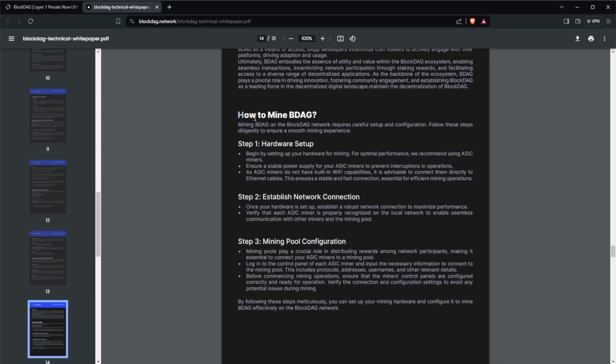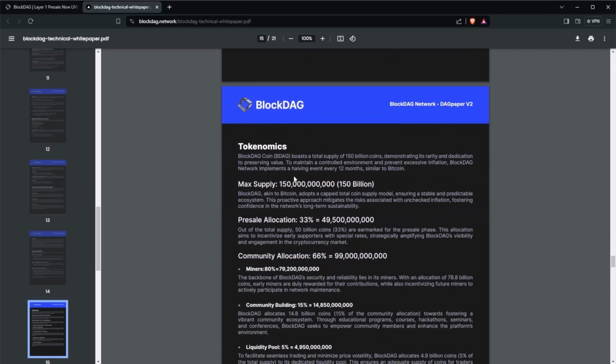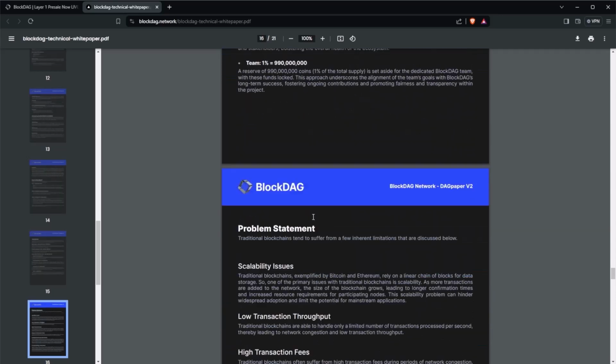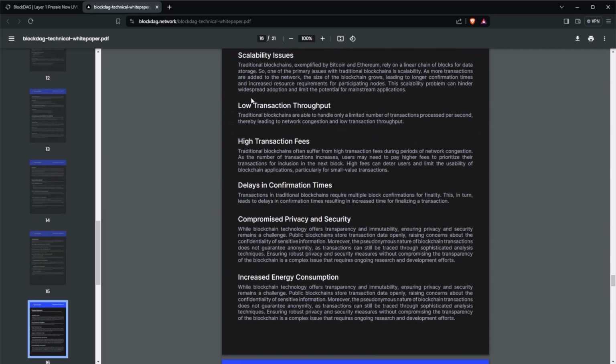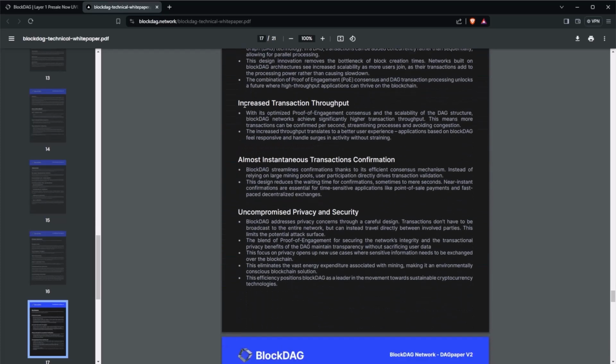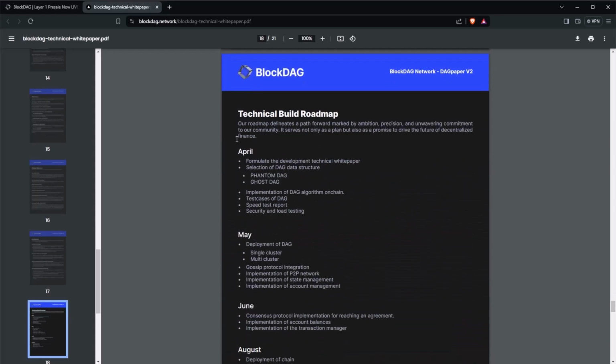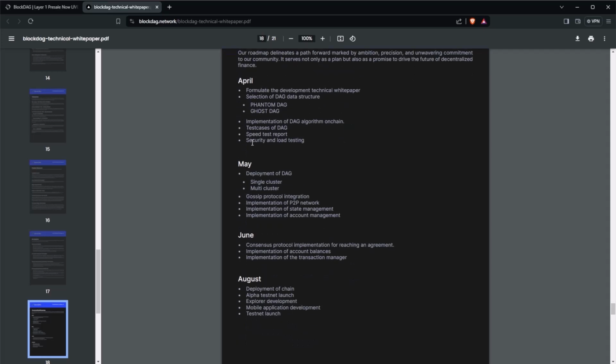And that access here. So how to mine, this goes into depth about your hardware setup and mining pool configuration to get your mining rig up. And of course, we have the tokenomics regarding the BDAG coin here. And of course, what the whole ecosystem is really building on: enhanced scalability, increased transaction throughput, almost instantaneous transaction confirmation, uncompromised privacy and security, and of course, lower transaction fees. With a pretty in-depth roadmap showing what they have in the pipeline, and I'm sure we will be touching back in on the project, so be sure to stay tuned on the channel.